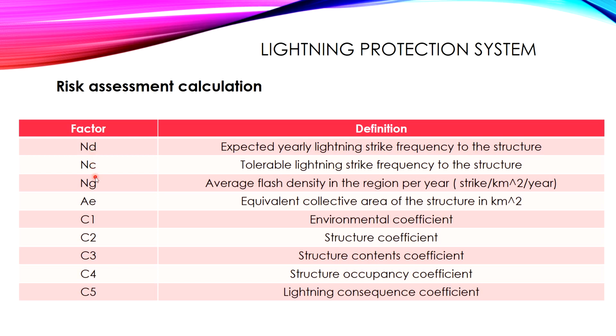Now we have another factor called NG, which represents the average flash density in the region per year: the number of strikes hitting each square kilometer per year, or per unit area per year. And AE, which is the equivalent collective area of the structure in square kilometers. We are going to see their equations. We also have C1, C2, C3, C4, C5: the environmental coefficient, structure coefficient, structure contents coefficient, structure occupancy coefficient, and lightning consequence coefficient. Okay, all of these factors we will see in the next slides.